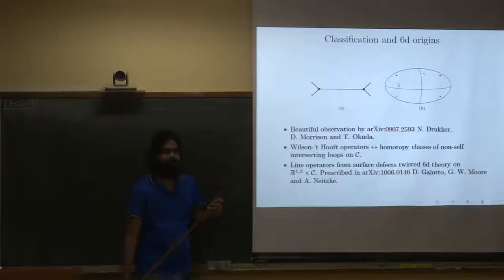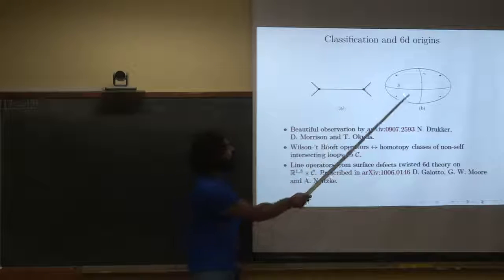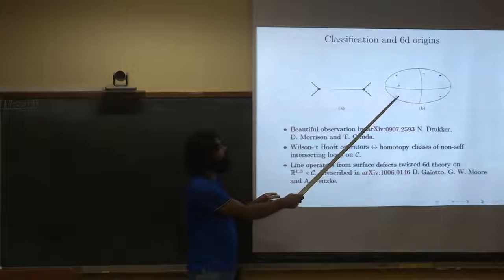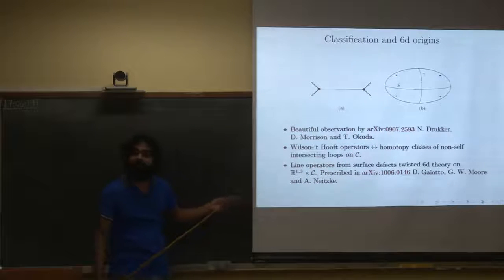And it does, in fact, yeah. If I remember, one of the special cases. Okay, good. So what is the data that goes into classifying the line operator? The electric and magnetic charges. So you can literally read off the electric and magnetic charges by the way these windings are there on the Riemann surface.